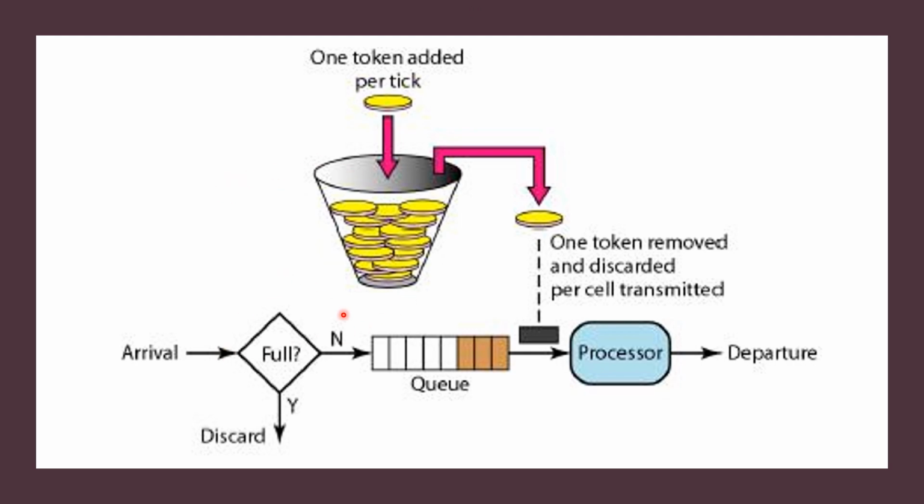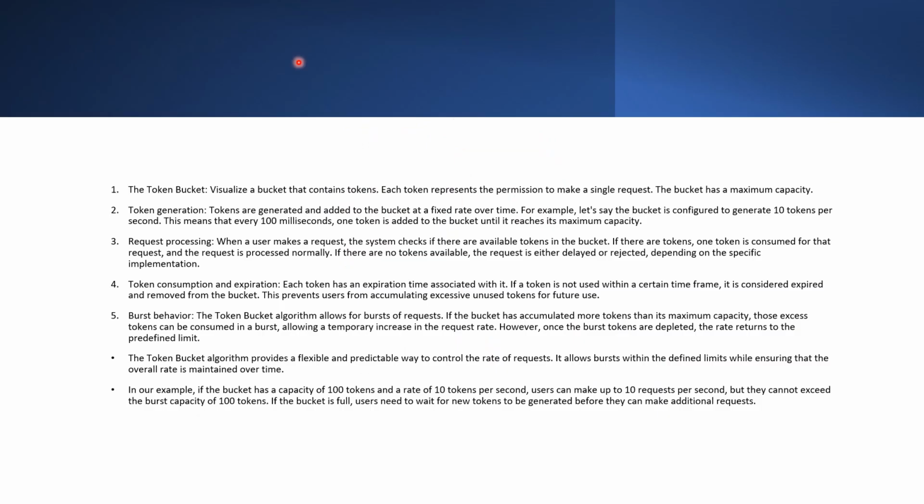This is the token bucket. We'll see it in the next slide. The token bucket. Visualize a bucket that contains tokens. Each token represents the permission to make a single request. The bucket has a maximum capacity. Token generation. Tokens are generated and added to the bucket at a fixed rate over time. For example, let's say the bucket is configured to generate 10 tokens per second. This means that every 100 milliseconds, one token is added to the bucket until it reaches its maximum capacity.